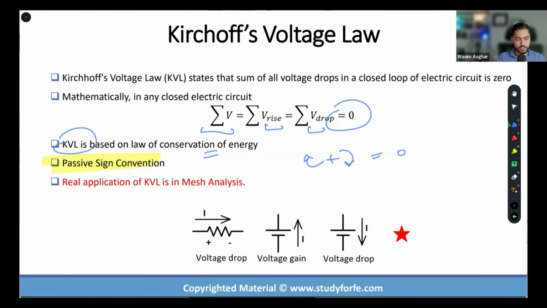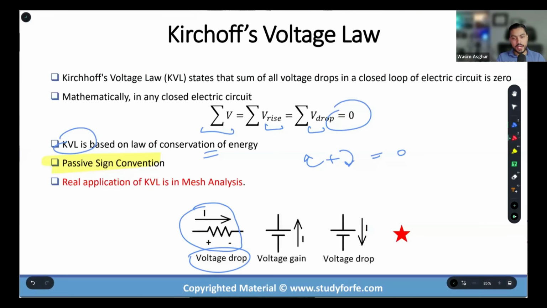What is passive sign convention? It is very simple. When you have current flowing through a resistor, please listen to this carefully: there will always be a voltage drop. You can memorize it. You can take it to the bank. It's writing on the wall, on the stone. It never changes. There will never ever be a voltage gain across a resistor. Is that clear? All right.